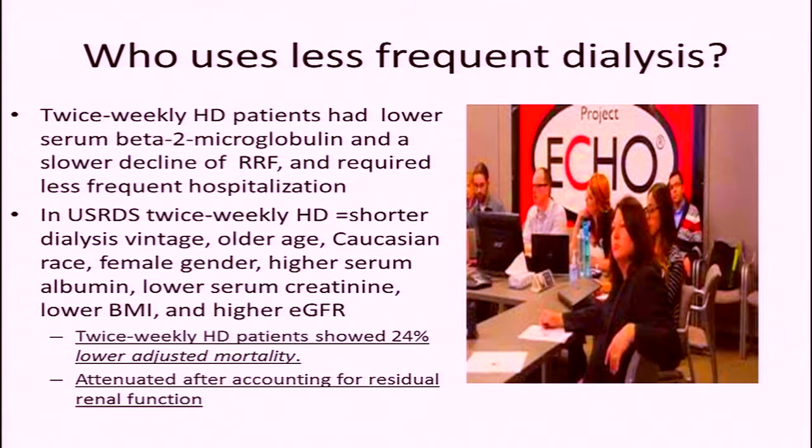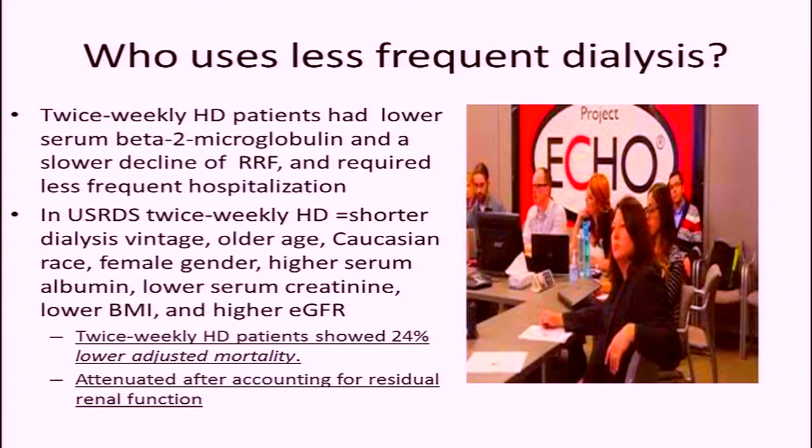hospital less. There was an early study actually done in the US using USRDS data by Hansen and John DeGeertis, I believe, is one of the authors, demonstrating that those that were doing twice weekly in the US generally had shorter vintage, were older, were more likely Caucasian, were more likely female, had a higher albumin, lower creatinine, and a higher EGFR at starting. In this group, the people that were on twice weekly actually had a significantly better survival. That survival, however, that apparent benefit was attenuated once you adjusted for the fact that they started dialysis earlier with a higher EGFR.